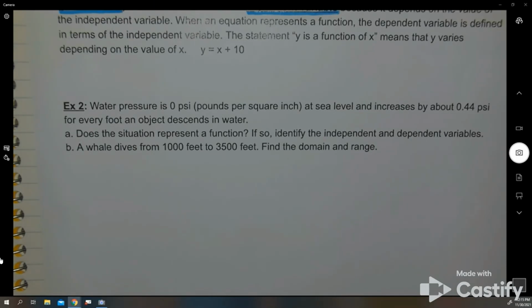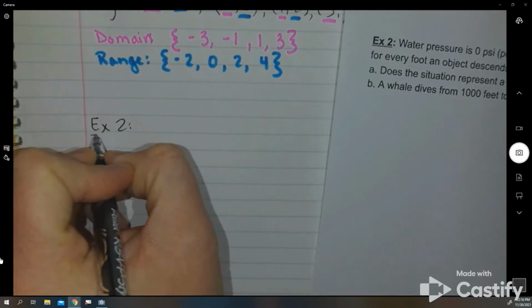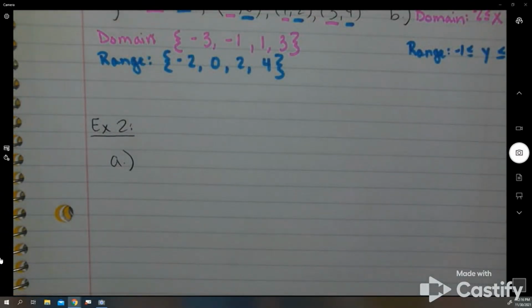Well, every foot that we plug in is going to increase our psi by 0.44. So if I plug in 1 foot, then it would be 0.44. If I plug in 2 feet, it's going to be 0.88. So every single input has exactly one output. So for part A, we would say that yes, this is a function.